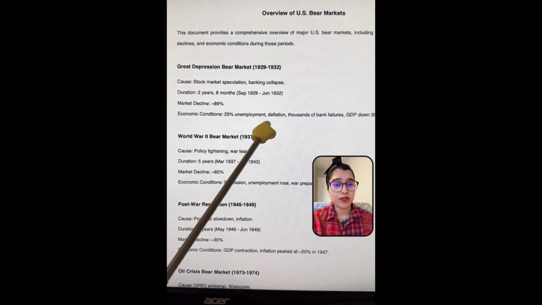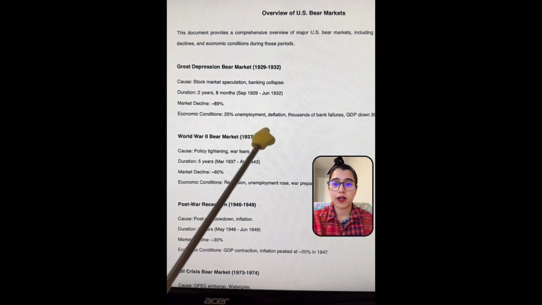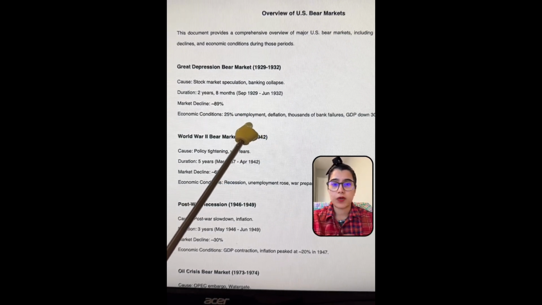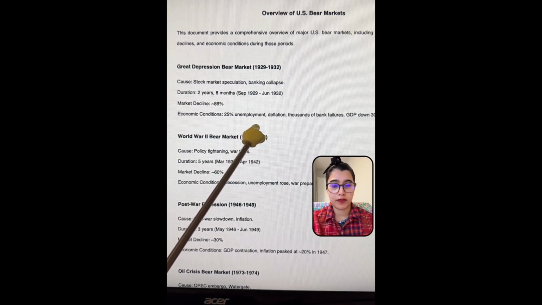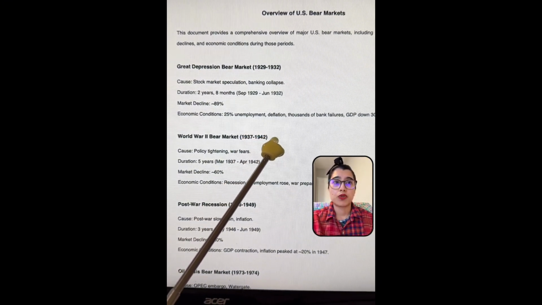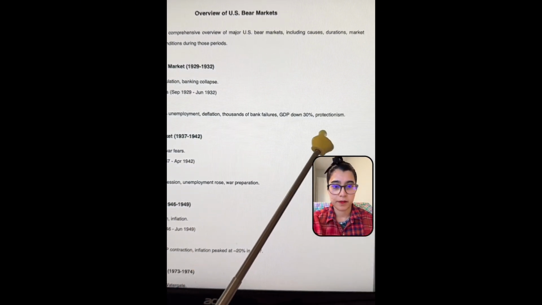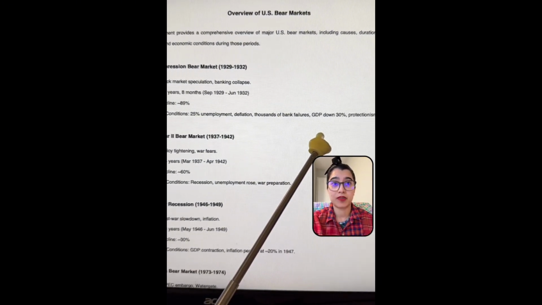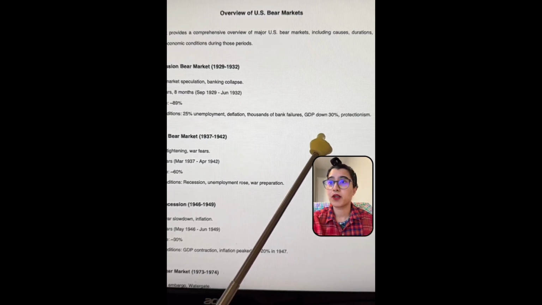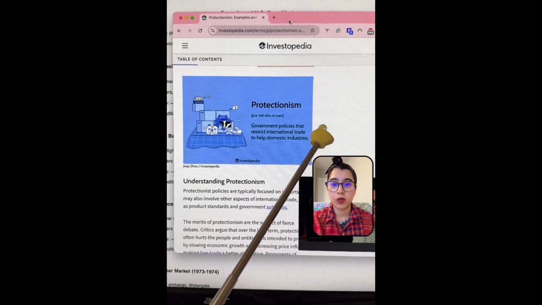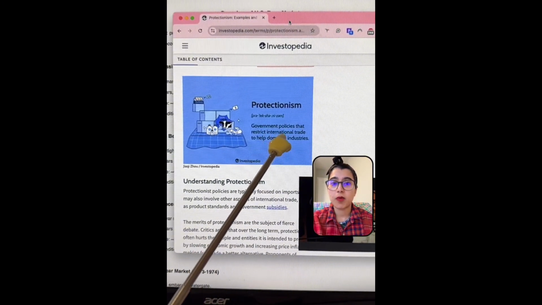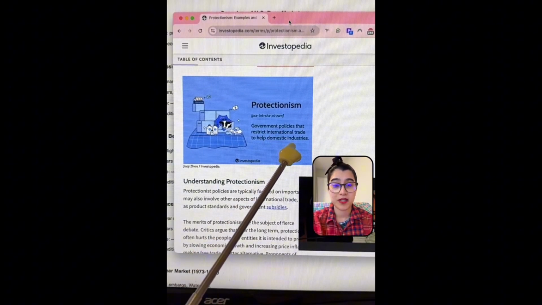And one thing that really stuck out to me in this overview, which I got from ChatGPT, is that I wanted ChatGPT to provide me a summary of all of the previous US bear markets so that I can analyze and review them. One term that's mentioned here is protectionism. If you are aware of that term, then you would know exactly what is happening right now. Protectionism, in simple words, is government policies that restrict international trade to help domestic industries. Rings a bell?